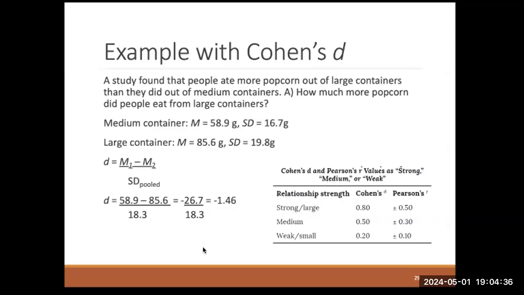So what is the interpretation? Well, it turns out that comparatively speaking, people eat 1.46 standard deviations less in a medium container than they did in the large container. That's the interpretation.